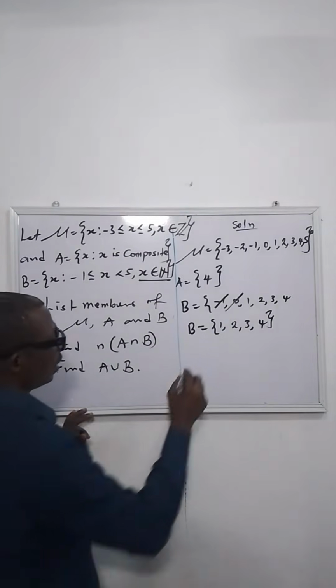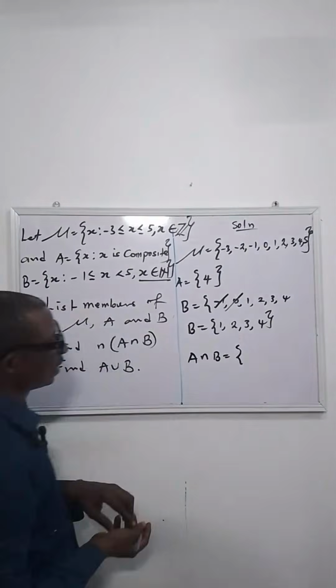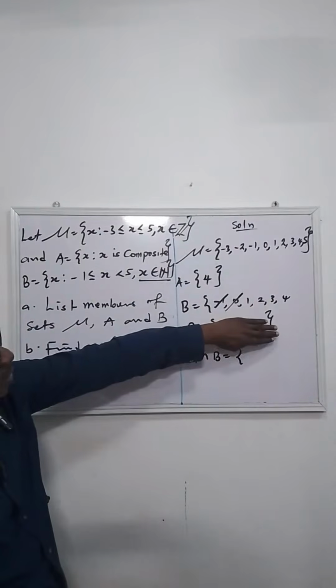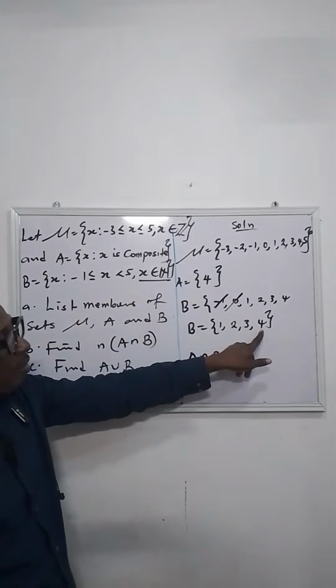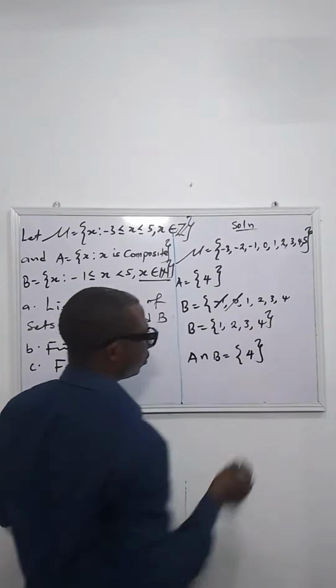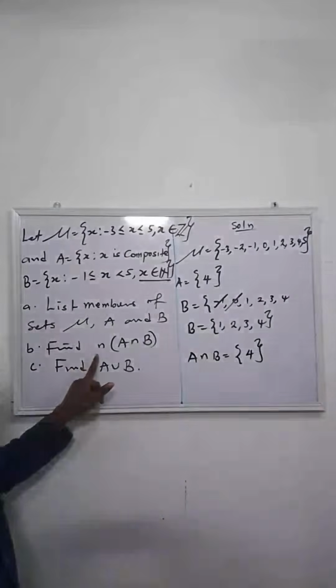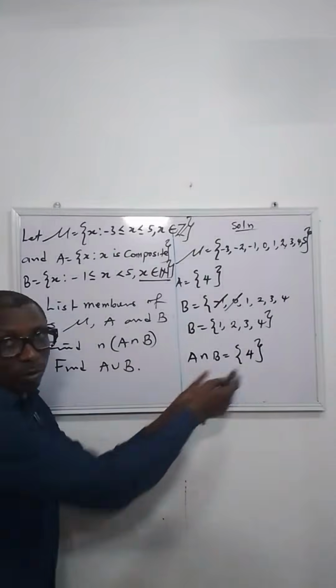So now can we do that? A intersection B. What are those elements that are inside A and are also inside B? It's just one element, and that's 4. 4 is here, 4 is also here. All right, so we have 4. But the question wants us to get the number of elements in the set that we just got.